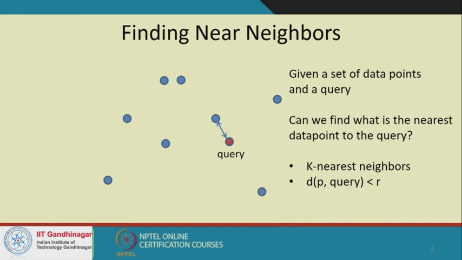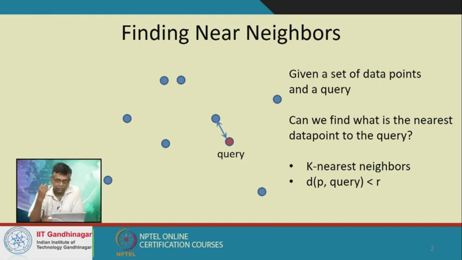We could be asked the question of finding the k nearest neighbors to this given query, or we could be asked that, given the query point and the radius r, return any point that lies within the distance r of the query point q.